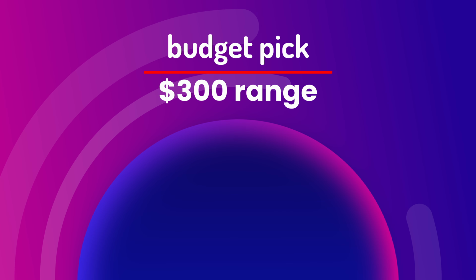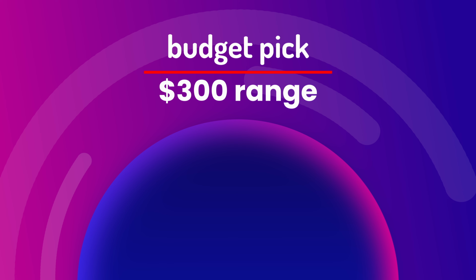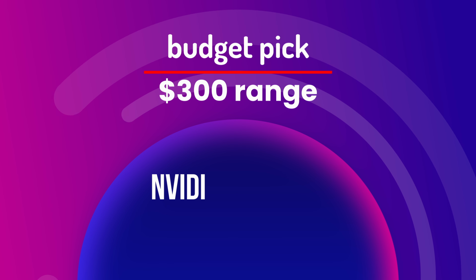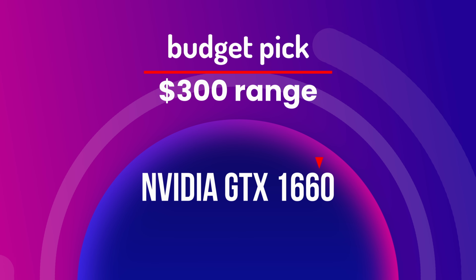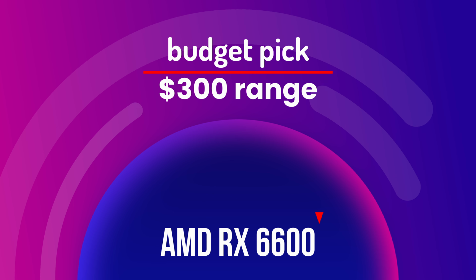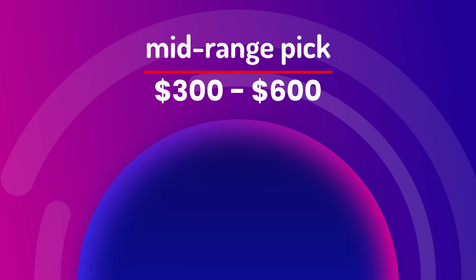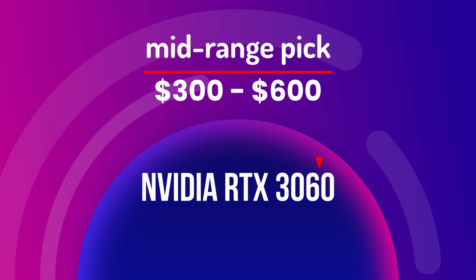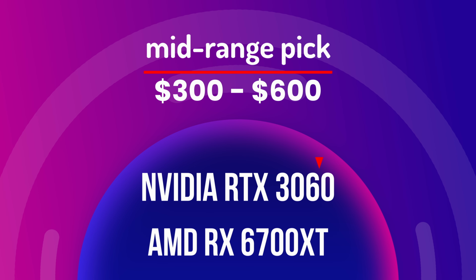So here are some GPU recommendations for you. If you're on a budget, then GPUs under $300 will be ideal for you. They can handle 1080p gaming and light creative work. Examples are NVIDIA GTX 1660 and AMD RX 6600. For mid-range GPUs, they cost between $300 and $600 and are ideal for 1440p gaming and more demanding creative tasks. Examples of such GPUs are NVIDIA RTX 3060 and AMD Radeon 6700 XT.